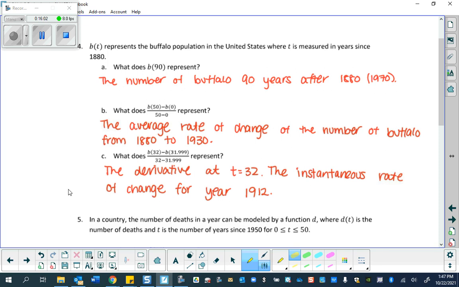All right, so B of T represents the buffalo population in the United States, where T is measured in years since 1880. So this is just simple going back to function notation. What does B of 90 represent? That's the number of buffalo after 90 years. So this 90 right here, that's my input. I put 90 into my function. You're like, what function? I'm like, I don't care. Nobody told us the function. So we don't know what the function is. I just know if I put 90 in, 90 years after 1880, which would be 1970.